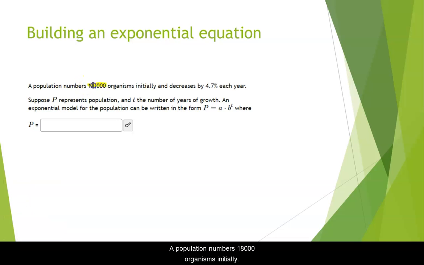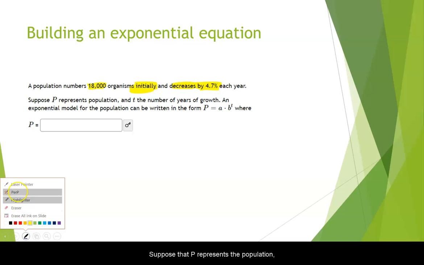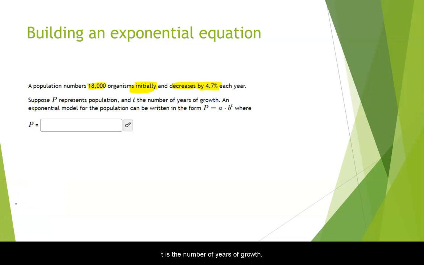A population numbers 18,000 organisms initially, and then it decreases by 4.7% each year. Suppose that P represents the population, T is the number of years of growth. An exponential model for the population can be written in the form P equals A times B to the T power, where P equals, and then we need to answer this. What we're given here is an initial value, and then B is going to be our growth factor, but we're given a percentage, a growth rate.